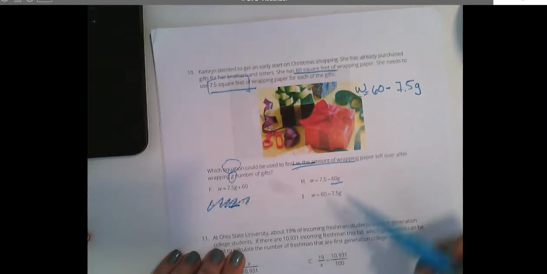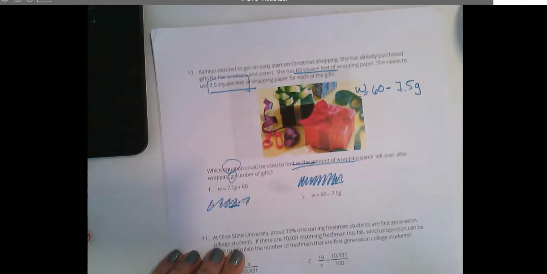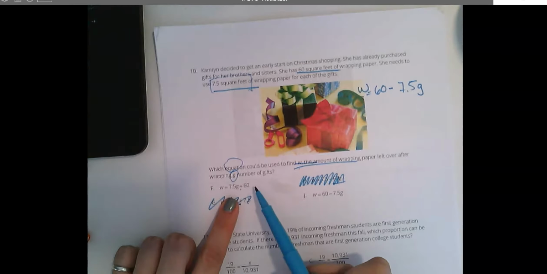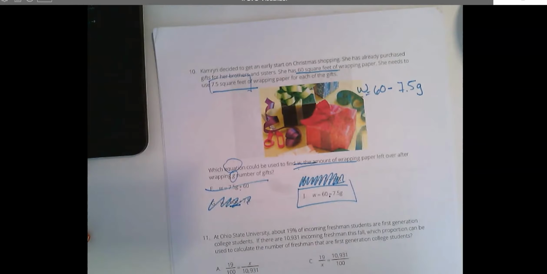Over here, they're also trying to multiply 60 square feet times the number of gifts. We think that's wrong. We are also not adding wrapping paper to the roll. We're taking it away so we can find our answer that way.